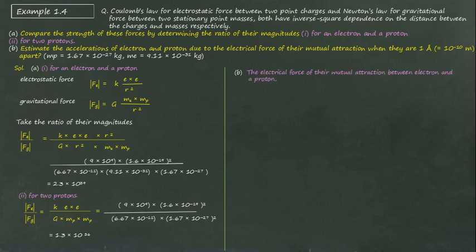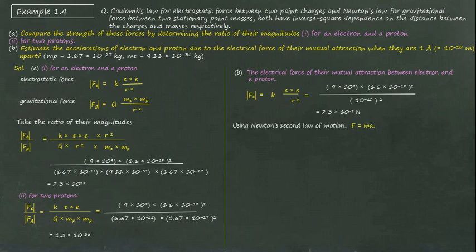The electrical force of their mutual attraction between electron and proton: F is equal to K E cross E divided by R square, 9 into 10 raised to 9 multiplied by 1.6 into 10 raised to minus 19 square and 10 raised to minus 10 square is equal to 2.3 into 10 raised to minus 8 Newton.